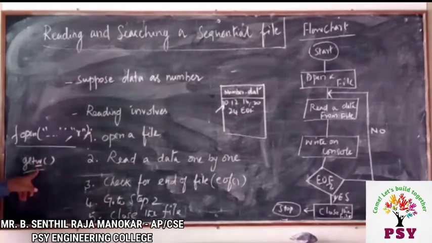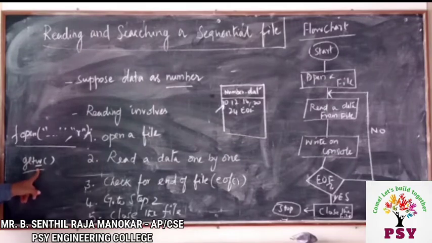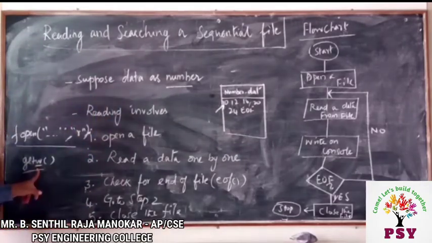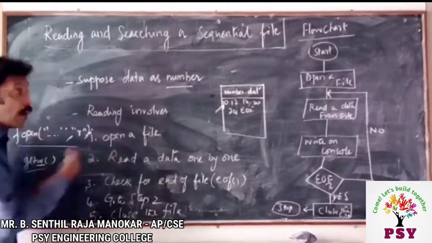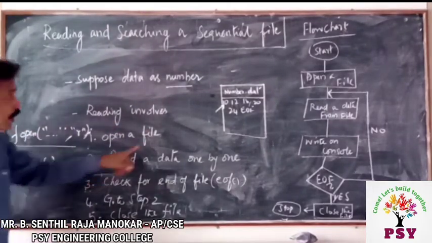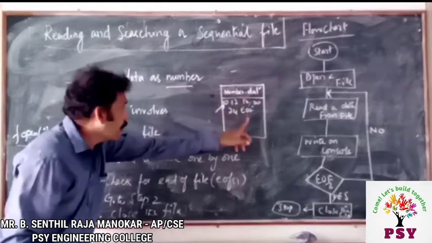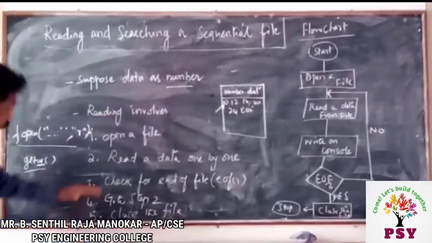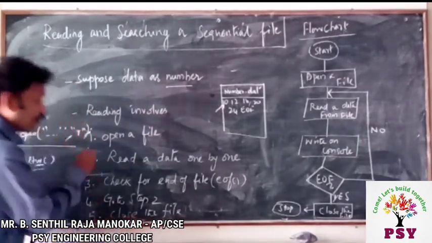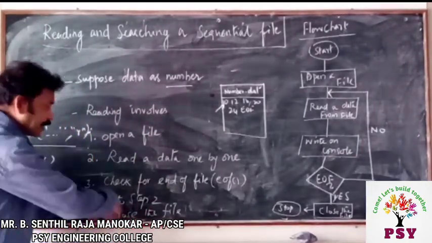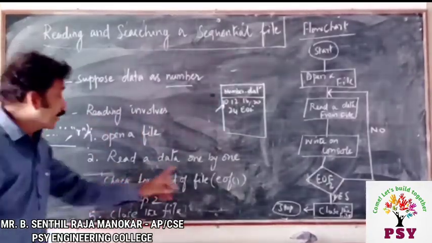W is meant only for number data, not for character data. If it is numbers that are in the file, we have to use getw for reading the data one by one. Then it will get the value 10 first, then 12, 16, until the end of file. This will be happening. Once you are done, finally we have to close the file. Meanwhile, this step is repeated again and again until the end of the file.